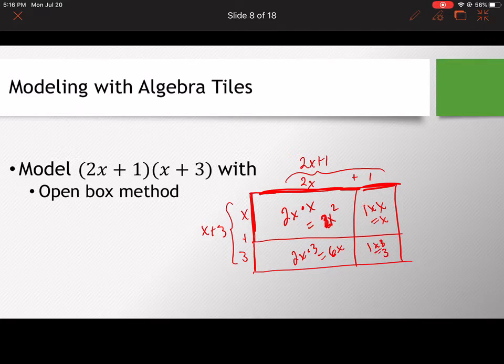Just like we added them all up here, we're going to add them all together: 2x squared plus x plus 6x plus 3. When we add all of these together, we're going to get 2x squared plus 7x plus 3. Okay, so we have all of that done with our open box method, seeing the partial products here.